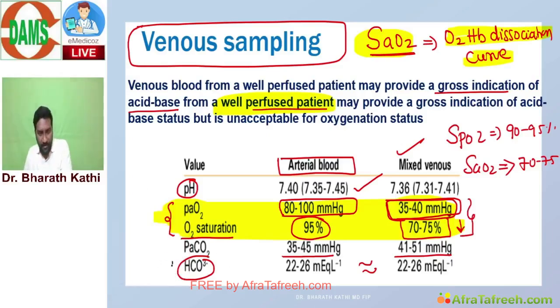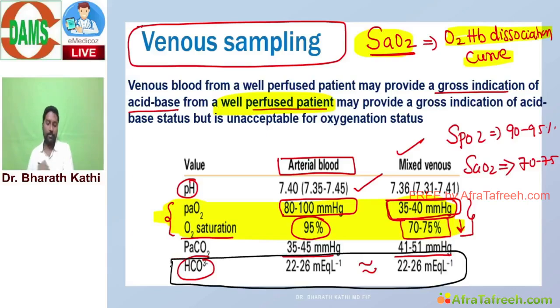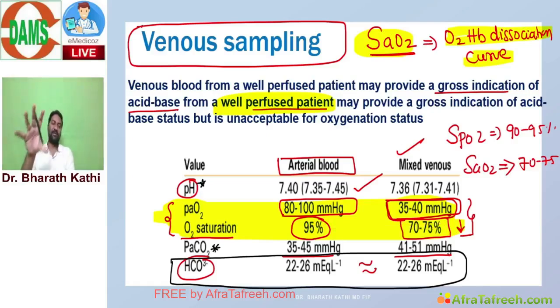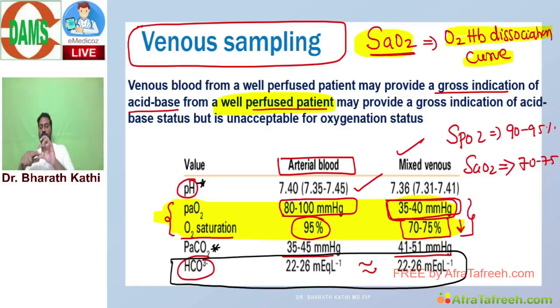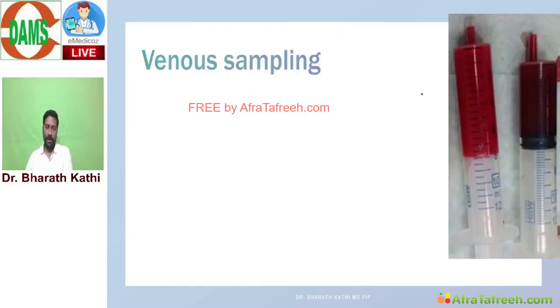Which parameter will be usually same? Usually the same will be the bicarbonate. Slight difference will be in pH and PaCO2, but that can be manageable. But significant difference will be in the oxygen values. How to find out it is a venous sample? See the patient's SpO2. If the difference between SpO2 and SaO2 is significant, most probably you might be dealing with a venous sample.